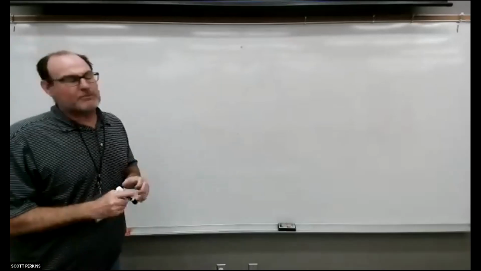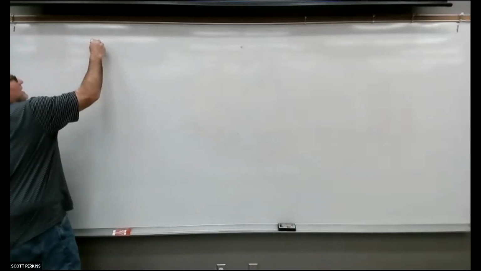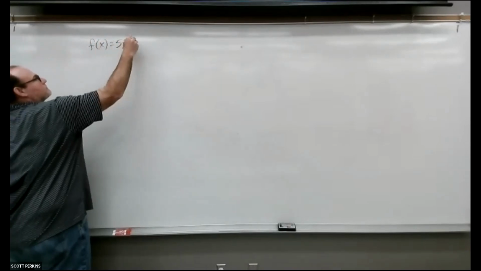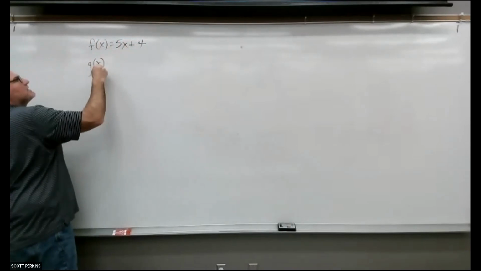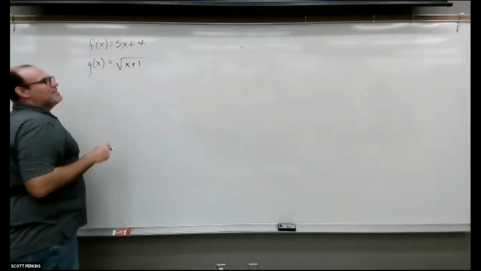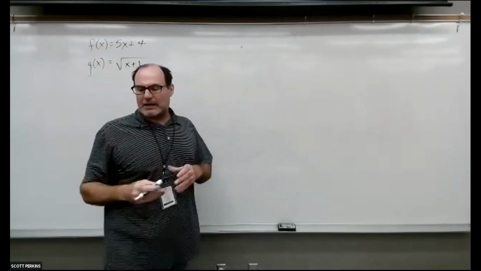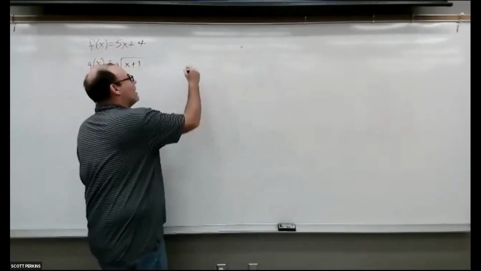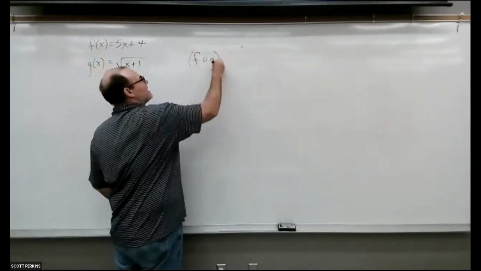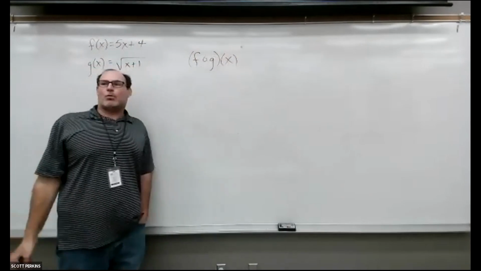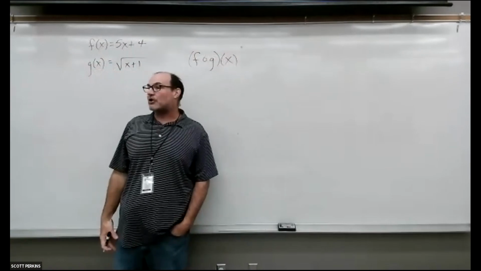So we're going to use these same 2 functions, f of x is 5x plus 4, and then g of x is the square root of x plus 1. And this time, instead of having a particular value, in example 4, I ask you, what is f composed with g of x? Okay, what is the general form of the function?